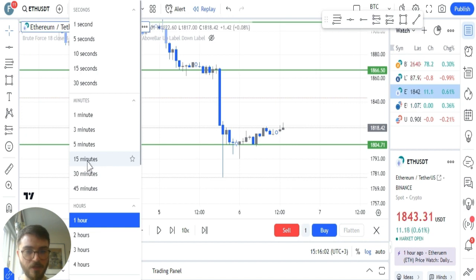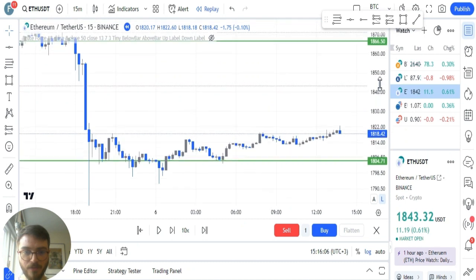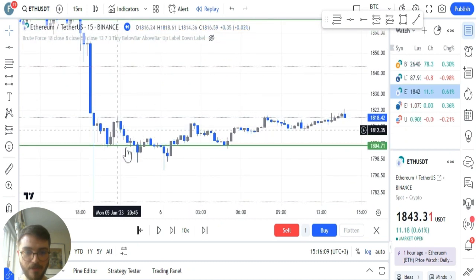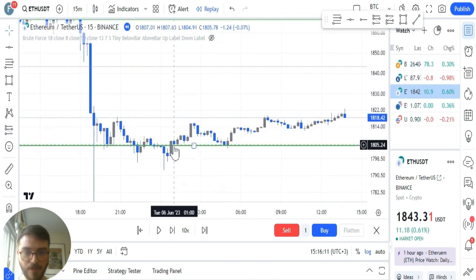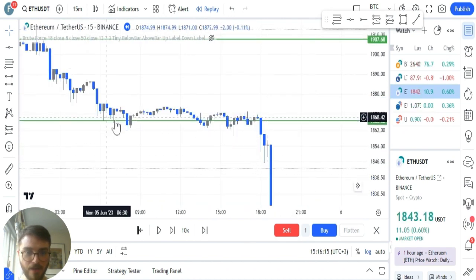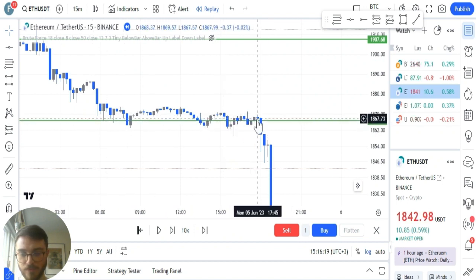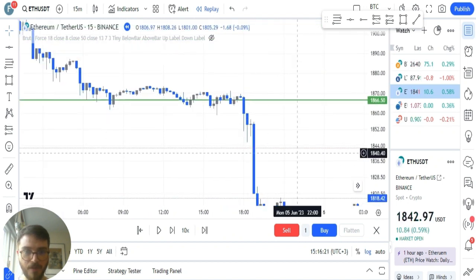So we can then zoom in a bit to see if our support areas are accurate. And here, despite these little fake outs, this looks like the price is still pretty okay. And here the same. We are in the middle of that consolidation zone, so I think this should be fine.